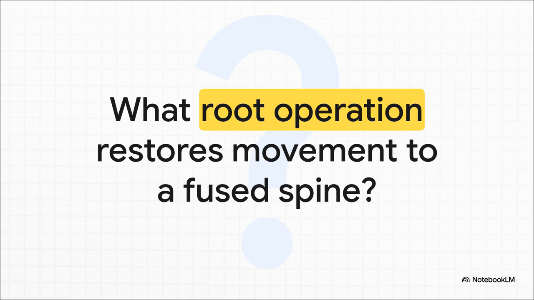And before we sign off, I want to leave you with a bit of a provocative coding puzzle to really test your grasp of root operations. So we just established that fusion renders a joint completely immobile, right? But what root operation would we use if a surgeon has to go back in, take down that old hardware, and attempt to restore movement to that previously fused spine? Think about the intent. Review your root operation definitions and drop your answers down in the comments.